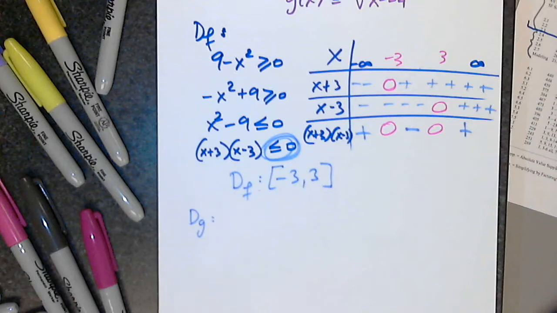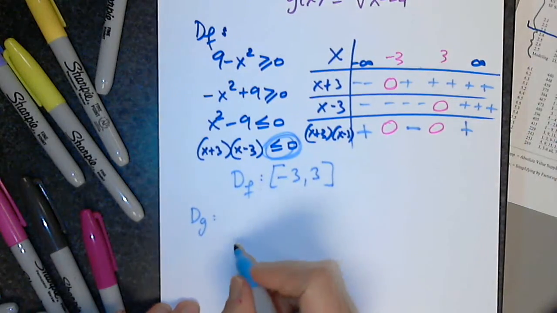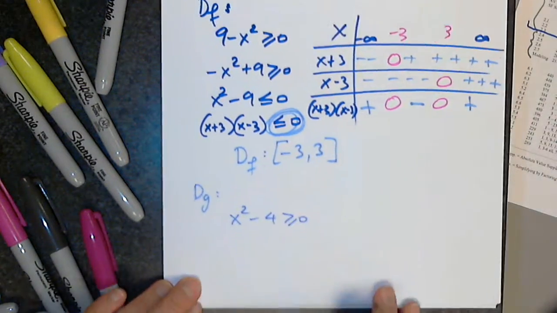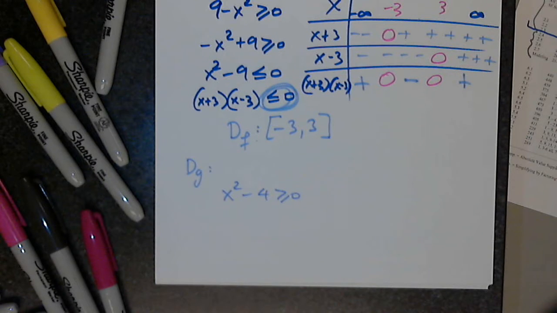Now I want to find the domain of g. How do I find the domain of g? Yes, so let's solve that. Indeed, I have to write x squared minus 4 greater than or equal to 0. In the same way, with the chart, I would like to determine the domain. Let's determine the domain. And please tell me what you get.